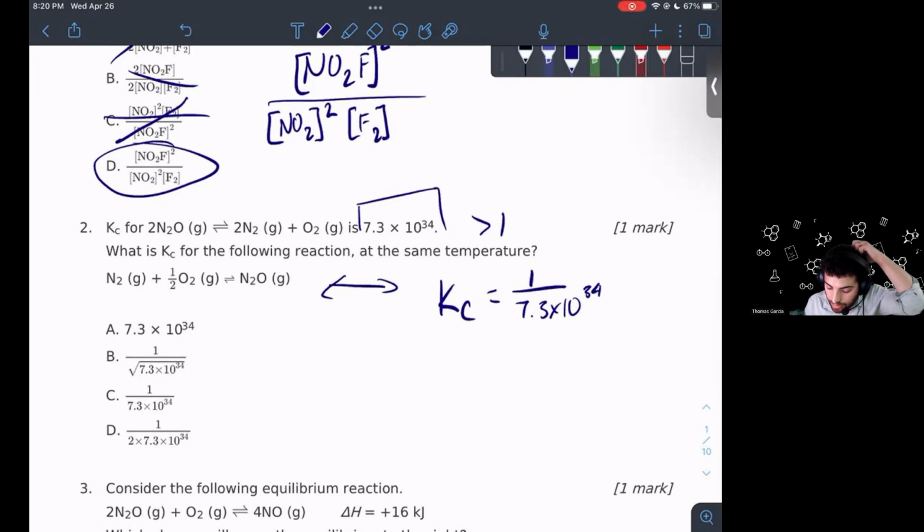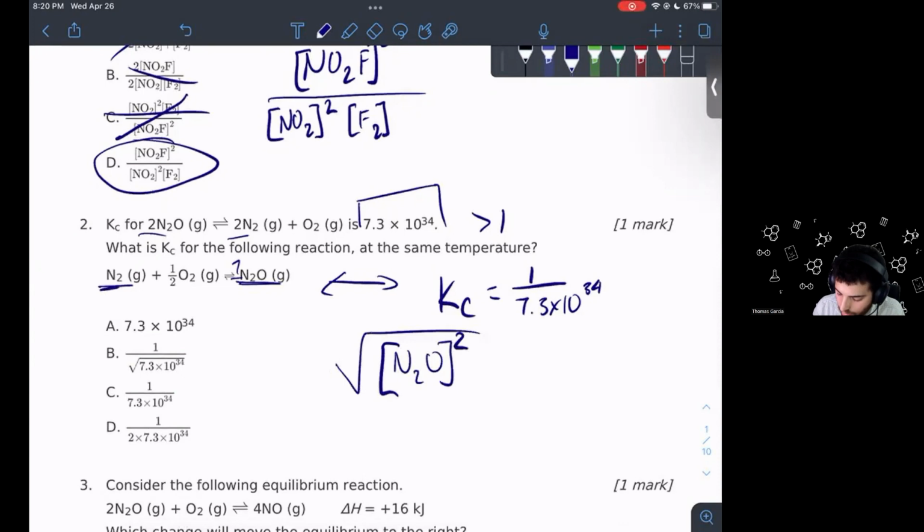Another thing I notice is that we have half of our coefficients. Because we have half of our coefficients, we will have a square root. Remember, if before we had our N2O to the power of 2, now we only have N2 with a coefficient of 1. If we wrote this whole thing again, it would actually be the square root. So it is going to be the square root of 7.3 times 10 to the 34th.